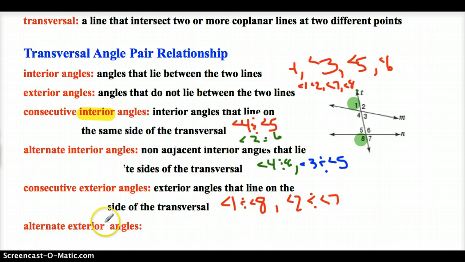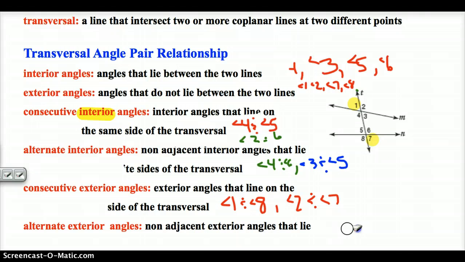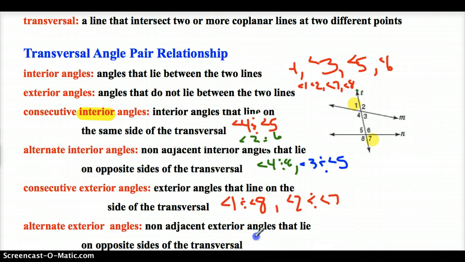Alternate exterior angles. I got confused there. So those would be outside angles, and then they would be going back and forth across the transversal. So I need exterior angles that are going back and forth. And let's get this erased. So they're non-adjacent exterior angles that lie on opposite sides of the transversal. I guess this is what I messed up there, on opposite sides of the transversal. So I was saying angle 1 and angle 7. And then the other pair are 2 and 8.